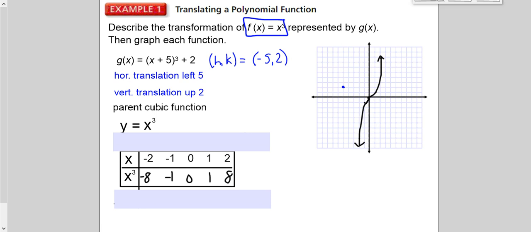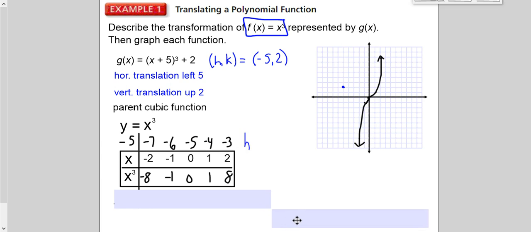Now, let's look at how we can build the table without having to use decimals, without having to go to the graphing calculator. We want to subtract 5 from the x values. Think about it, it's usually an x minus h. So if we subtract 5 from each one of those x values, negative 2 minus 5, negative 1 minus 5, 0 minus 5, 1 minus 5, 2 minus 5. So the h was a negative 5. So we did x minus 5 to get those.